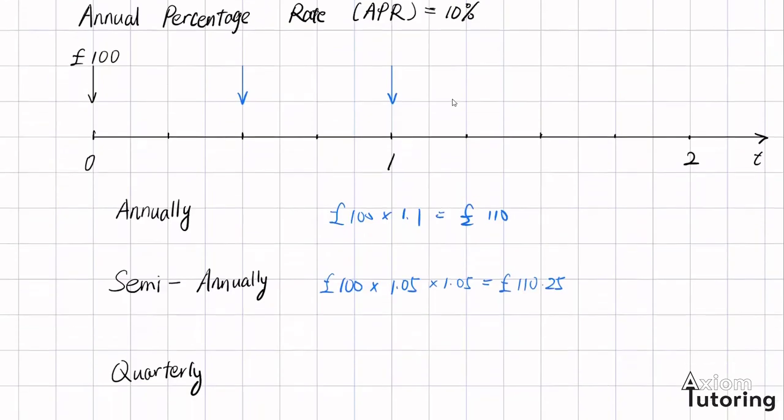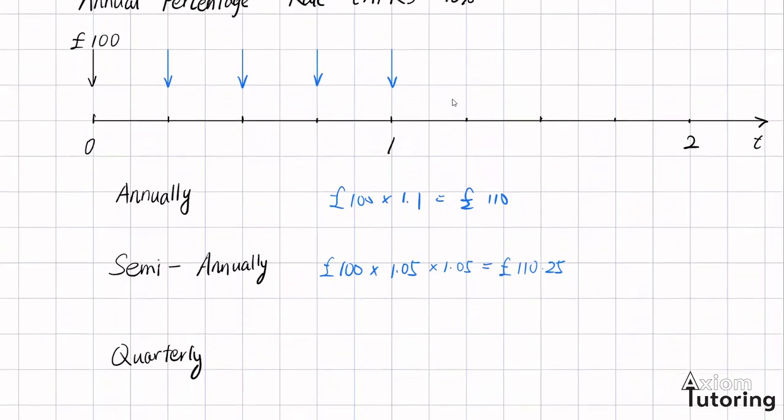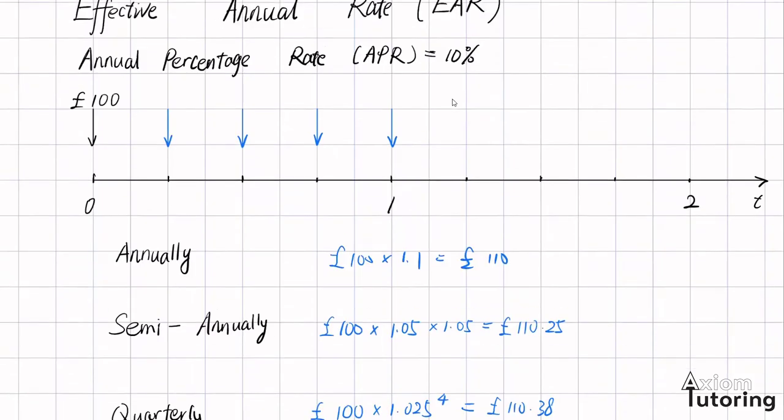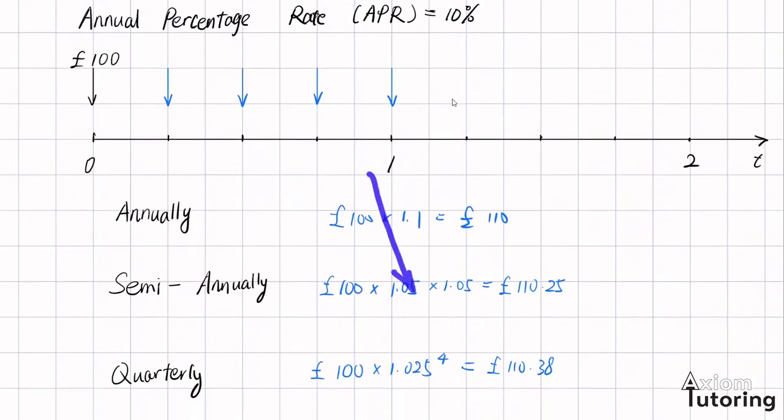Similarly, if it's paid quarterly, then you receive your first payment in 3 months' time, and you have a third payment in 9 months' time. So what is the future value if your saving is compounded quarterly? Then it's going to be 100 times 1.025 to the power of 4, which is 103.81. As you can see, the more frequent the compounding period, the higher the future value.